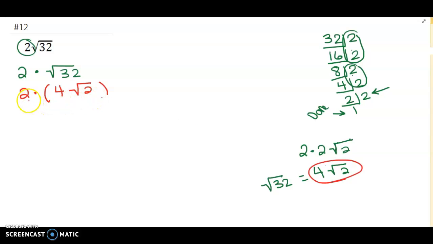Okay? And now what I have here is two things that I'm going to multiply. Since this is not on the inside of the radical, I only multiply it by what's not on the inside of the radical over here. So 2 times 4 is 8, square root of 2. That is my final answer.